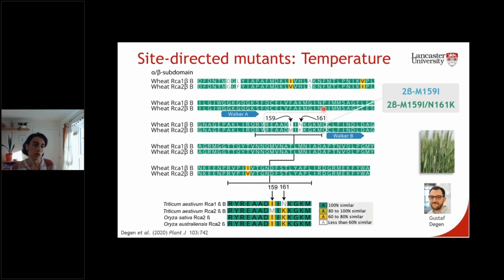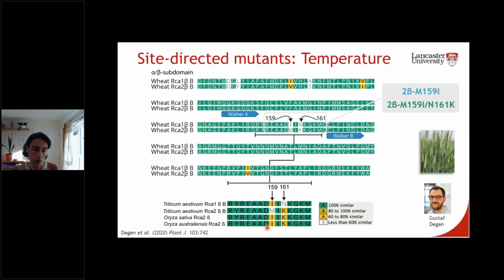Now, Gustav was interested to know whether there was a genetic factor affecting these differences in the isoforms. And so he looked through the sequences and identified a couple of amino acids that are different in the sequences of the isoform 1 beta that had the higher temperature optimum compared to the isoform 2 beta that had the lower temperature optimum.